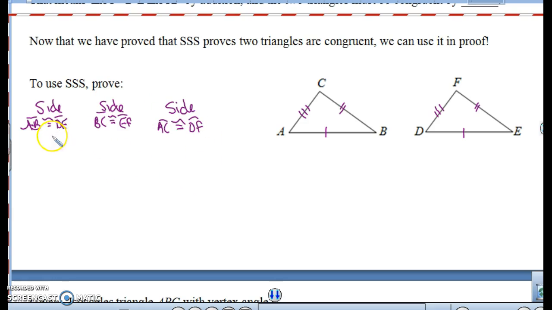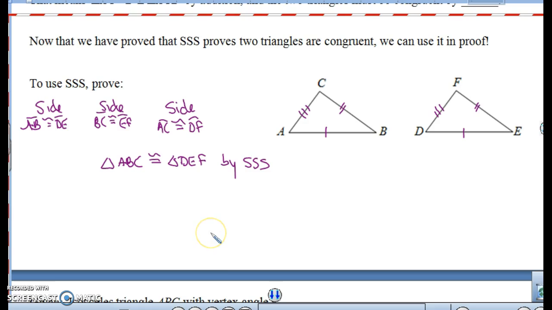So, if these 3 corresponding sides are congruent, that means that triangle ABC is congruent to triangle DEF by side, side, side. And that is side, side, side. That's why side, side, side works, and that's how you apply it.